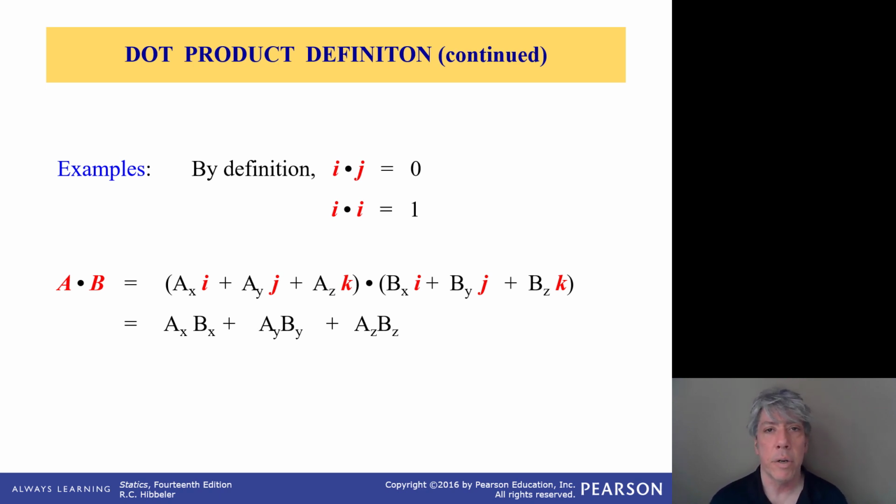But any vectors that are at right angles to each other have no projection on the other. They're basically a point on the other line. And so I dot J, for example, is 0.